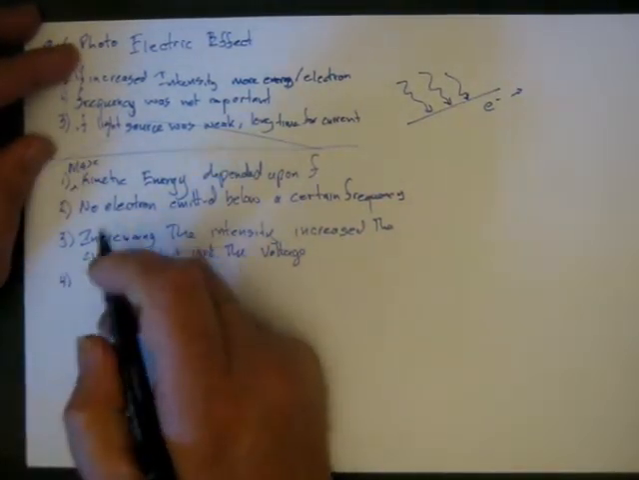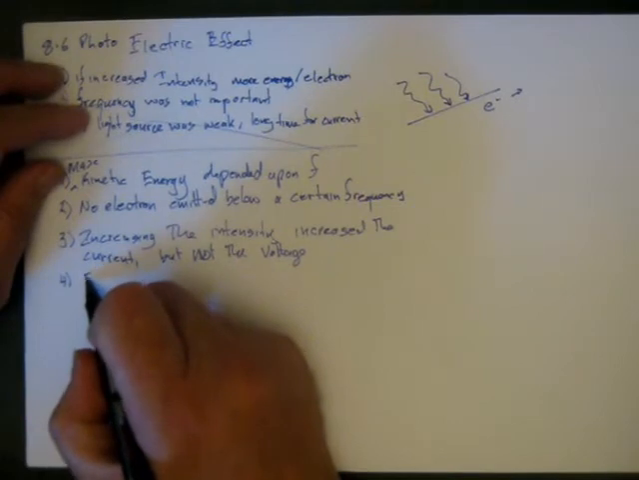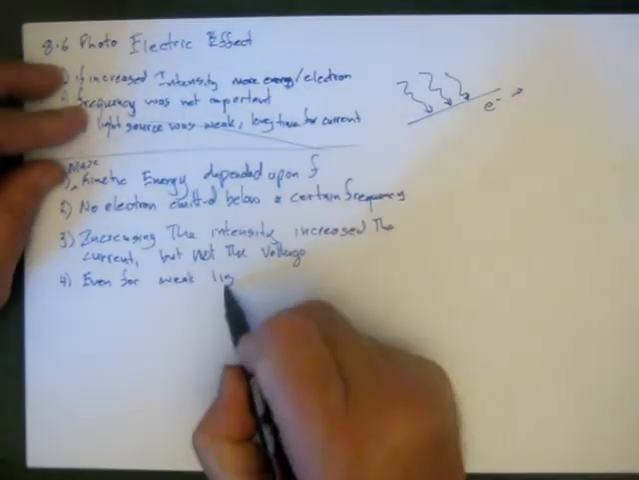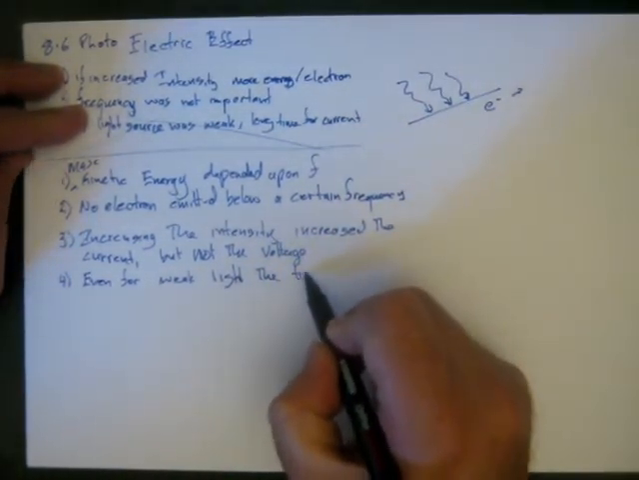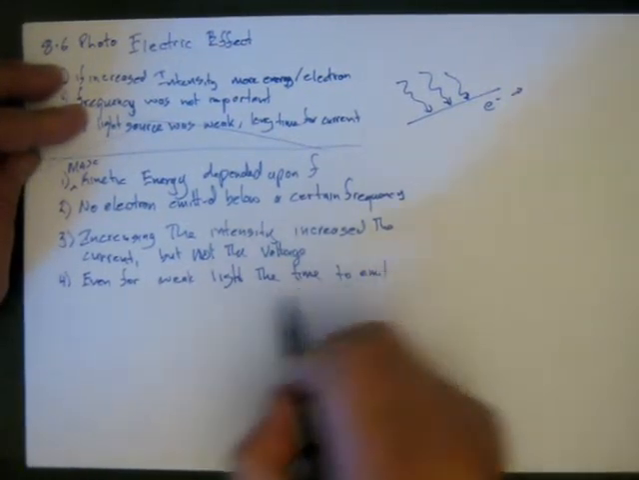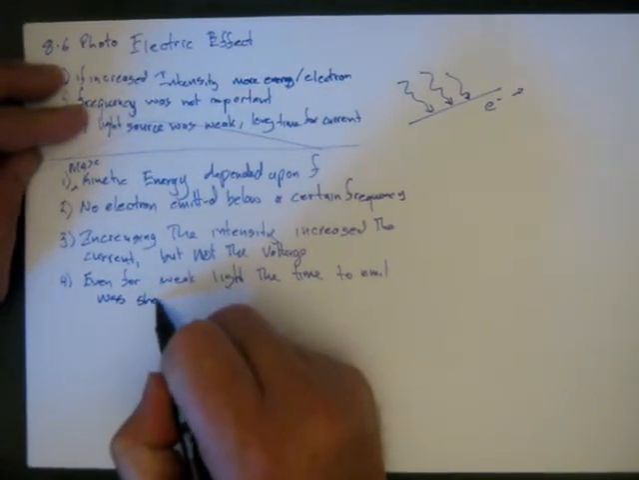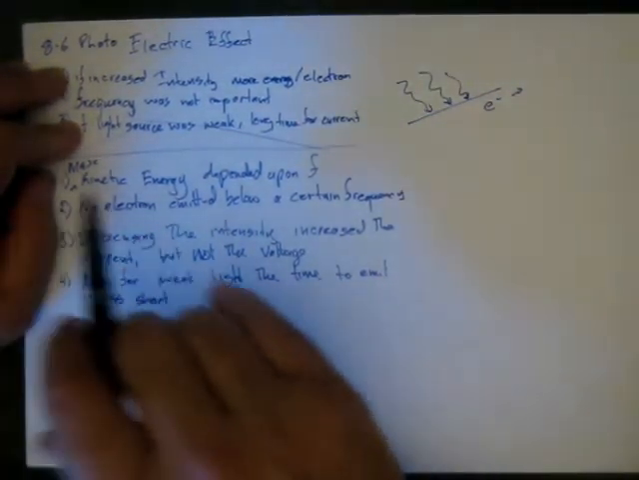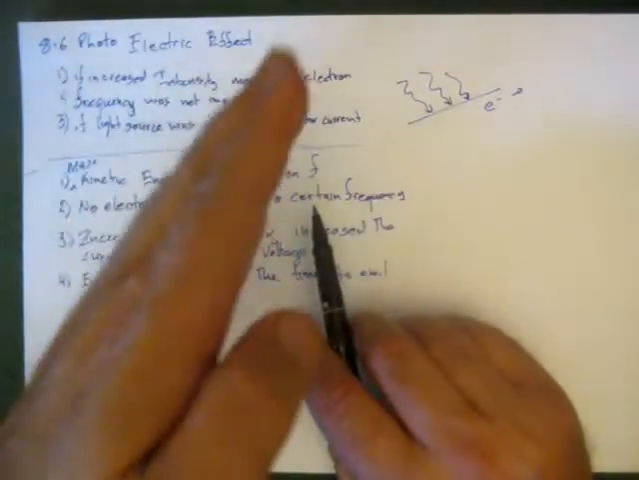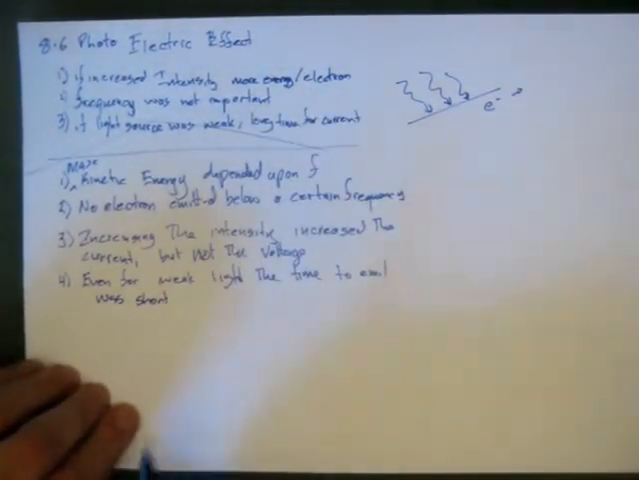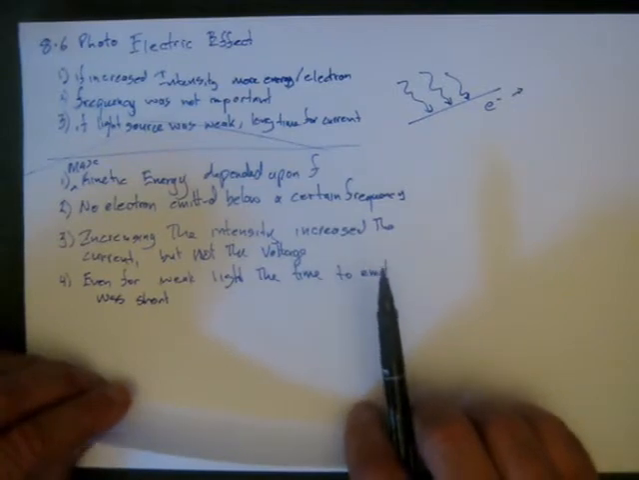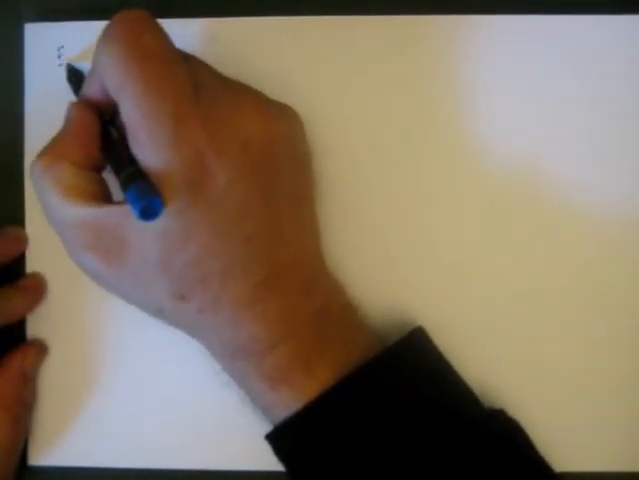And also, even for weak light, the time to emit was very short. So this classical principle worked on the fact that light was working like a wave, like if you go down to a beach and see the waves coming in. But this hypothesis was wrong. So that meant that we, as scientists and as a species, had to choose a different way of looking at light. Along came a guy back in the day called Einstein.